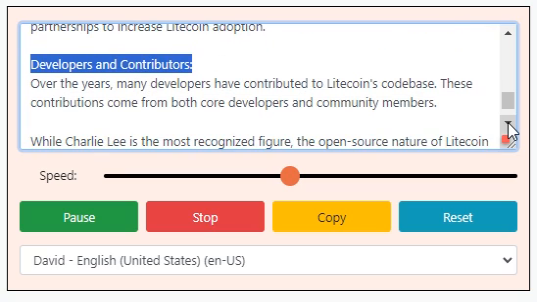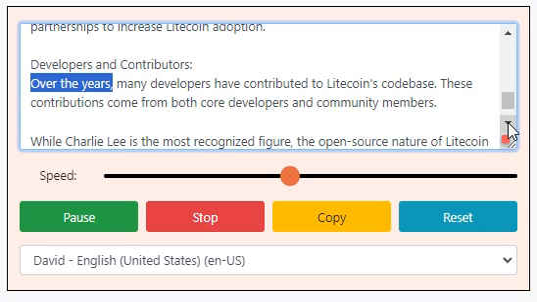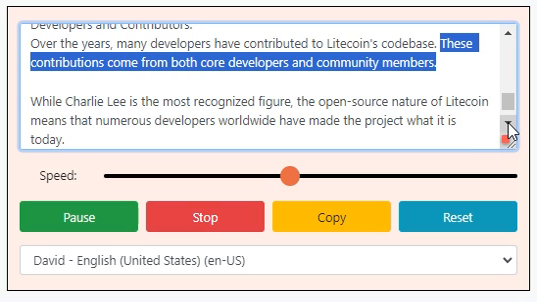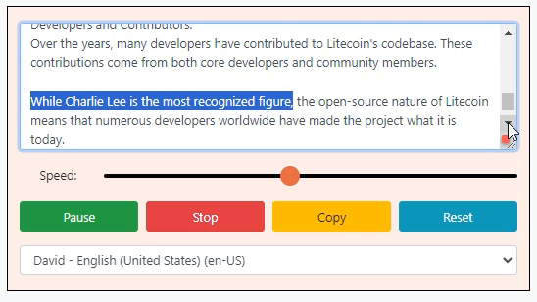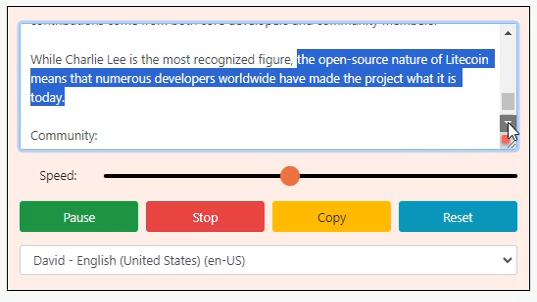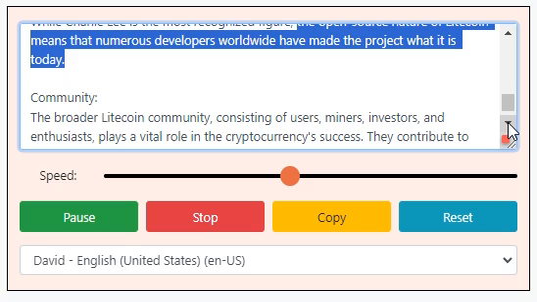Developers and contributors. Over the years, many developers have contributed to Litecoin's codebase. These contributions come from both core developers and community members. While Charlie Lee is the most recognized figure, the open-source nature of Litecoin means that numerous developers worldwide have made the project what it is today.